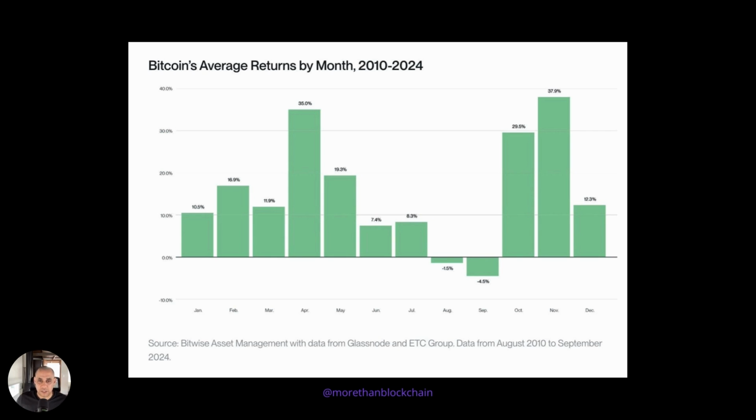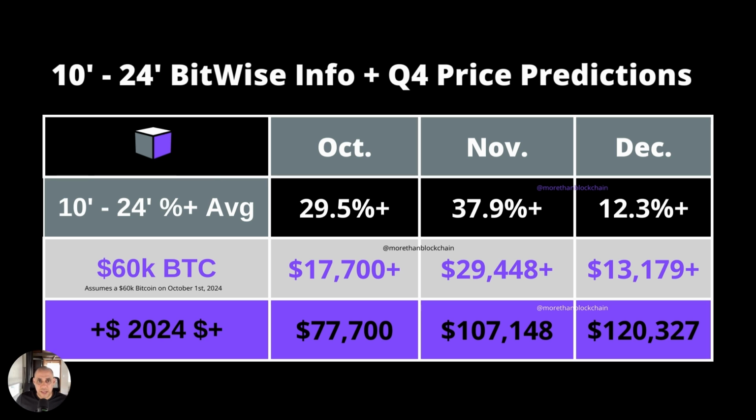So I took those percent increases from October, November, and December, and I did the same thing. So there we go. We have the 2010 to 2024 average increase just taken from the Bitwise data. And then we applied it like we did before to the 60K Bitcoin. And this is what we're left with. In October, a $77,000 Bitcoin. In November, $107,000 Bitcoin. And in December, $120,000 Bitcoin.